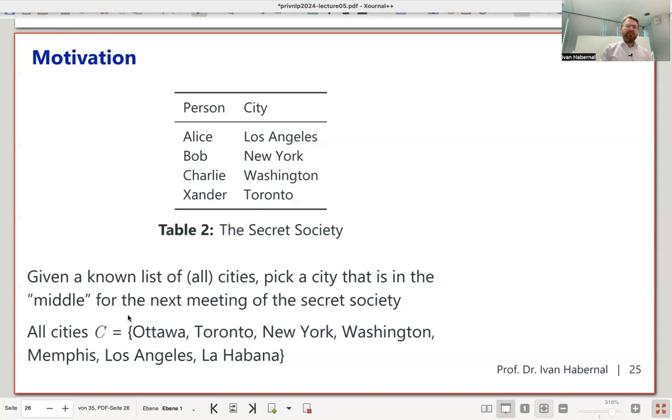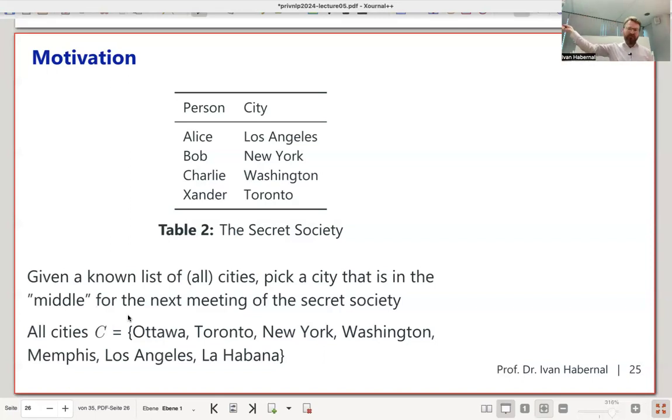And there is somebody who they trust, maybe they trust you. So you will ask them, okay, where do you live? And then you want to say, okay, your next meeting will take place in this city because it's just in the middle of everybody. But they cannot know from each other where they live. And we also have a limited range of cities.